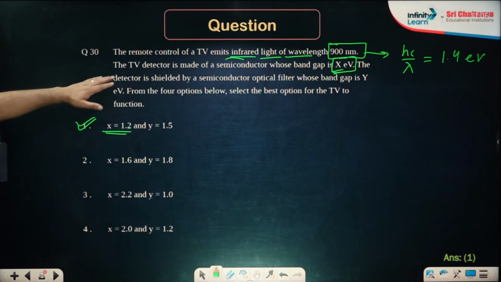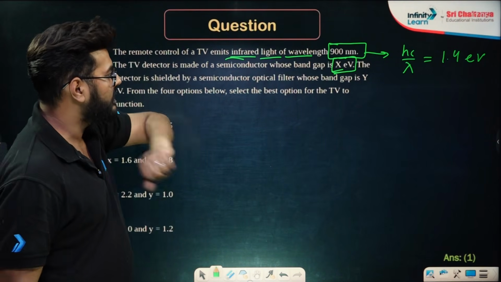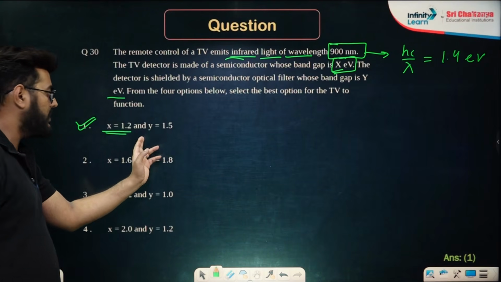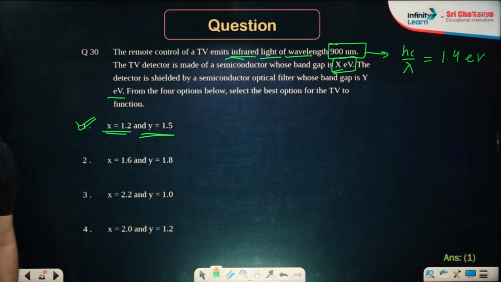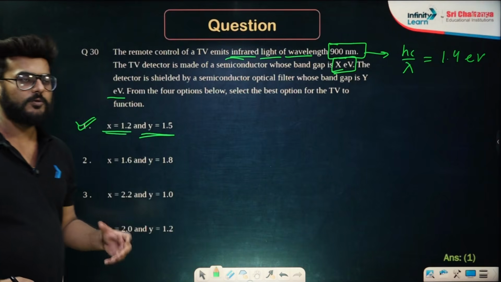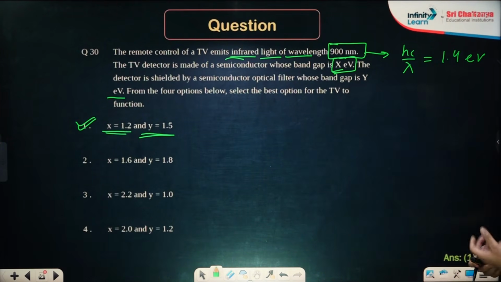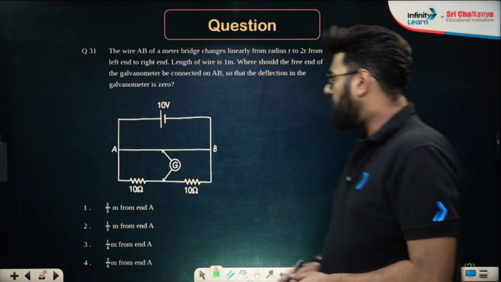Clear? The detector is shielded by a semiconductor optical filter also, whose band gap is Y eV. So it should be slightly more than that. Based on that, we can predict it's going to be 1.5. So it's a bit offbeat kind of a question, not very often asked. It's a rare type of problem, but understandable.